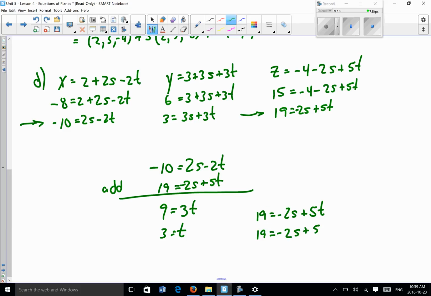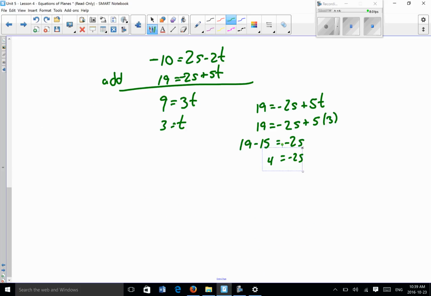So I can put 5 times 3. So 19 minus 15 is negative 2s. 4 is negative 2s. Negative 2 is s. So we think t should be 3. I think s should be negative 2.